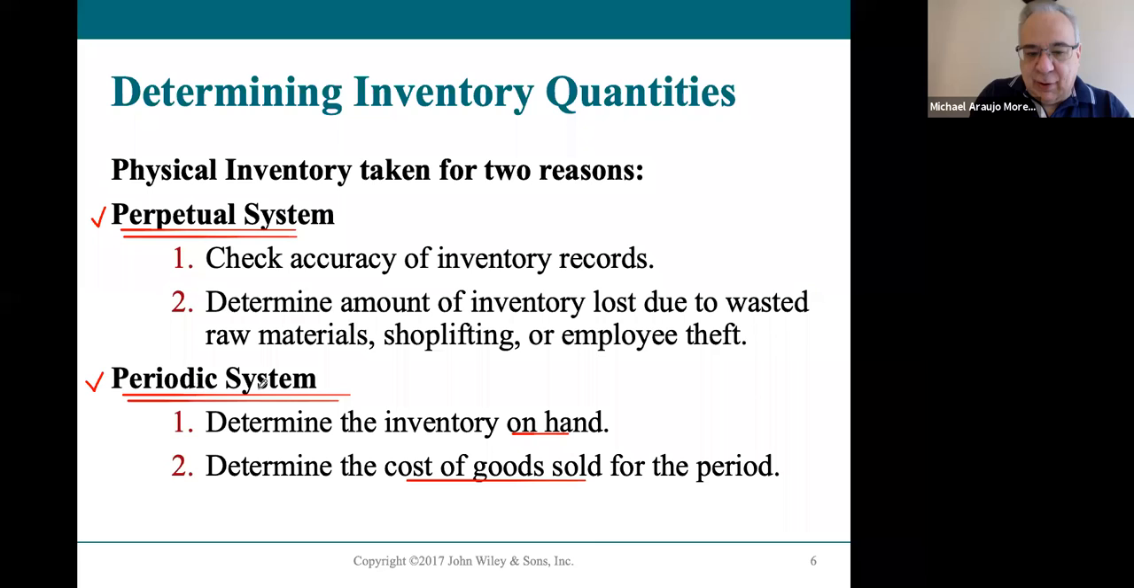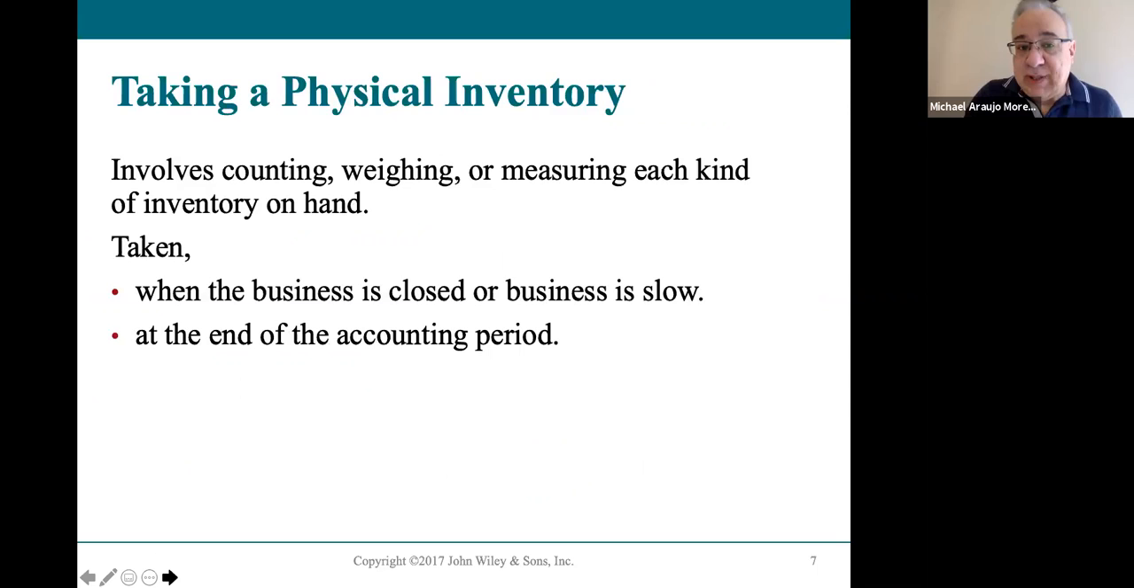But even if you're using a perpetual system, which most companies today do, that doesn't mean you never count it. You actually have to do a physical count, okay? To make sure that the inventory records are accurate. And it's that physical count, particularly in a perpetual system, which helps businesses understand how much inventory they've lost due to waste or shoplifting or employee theft. It's really that physical count that actually tells them more information, because they already have a record of what's been sold. So clearly what's not there would tell different stories than that.